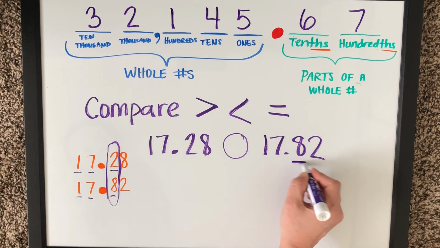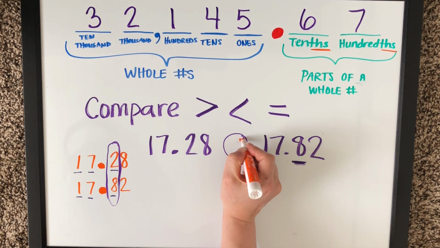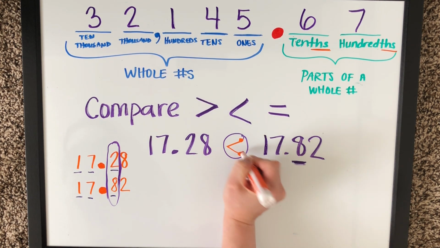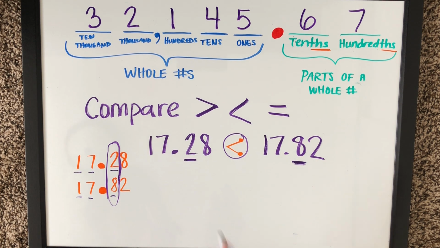So when I fill out my equation, my symbol is going to have to point to the bigger number. I get 2 dots pointing to the number that has 8 tenths, because 8 tenths is greater than 2 tenths. So I went place value by place value. It wasn't until I got to the tenths place that there was a difference.